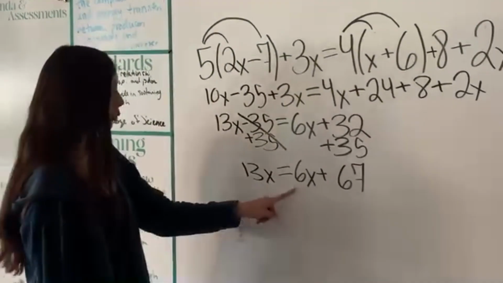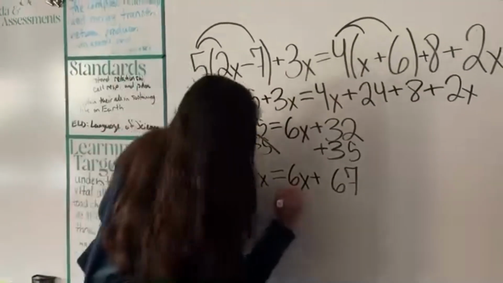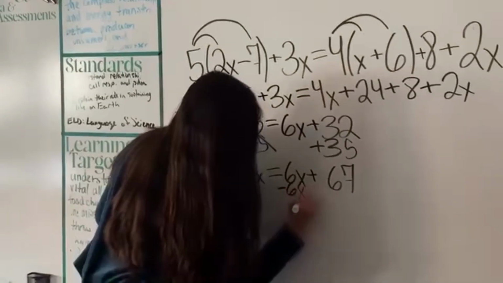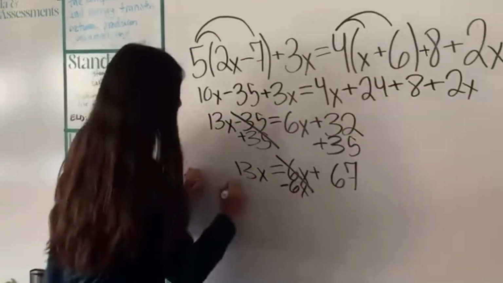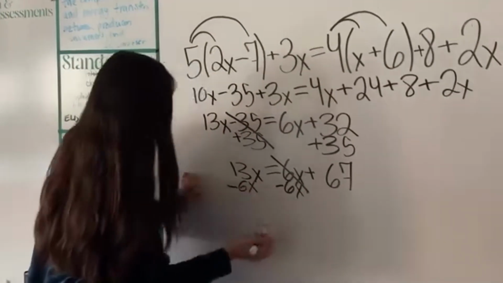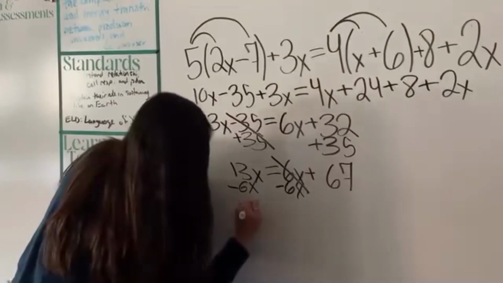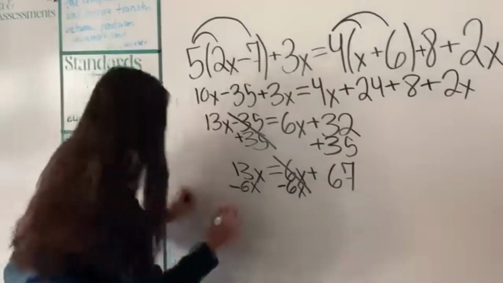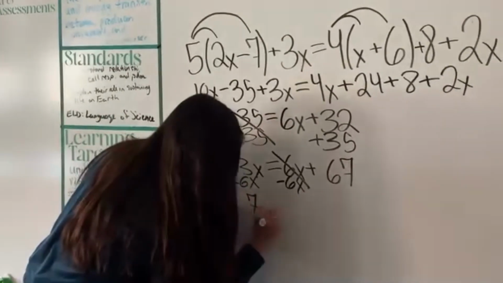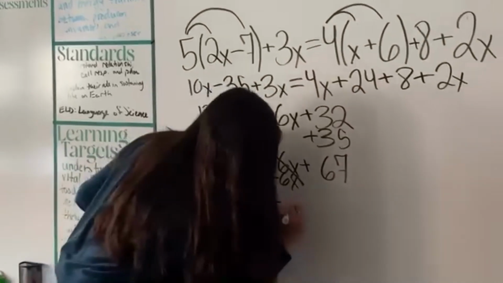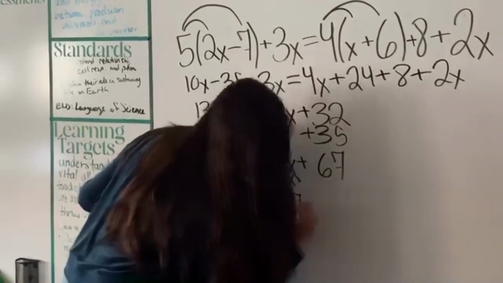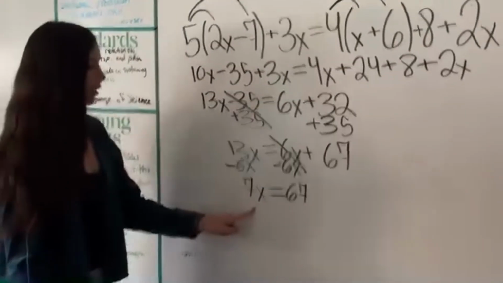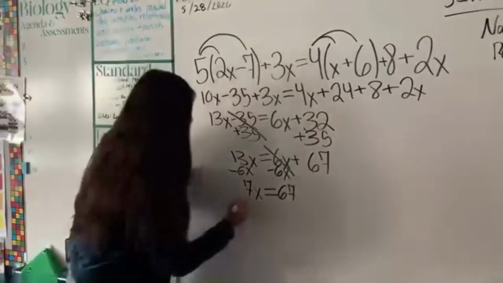And then next, we are going to also subtract the 6x from both sides. So this part cancels out, minus 6x. That turns into 13 minus 6, 7. Okay, 7x equals 67. Now we're going to divide the 67 by the 7.